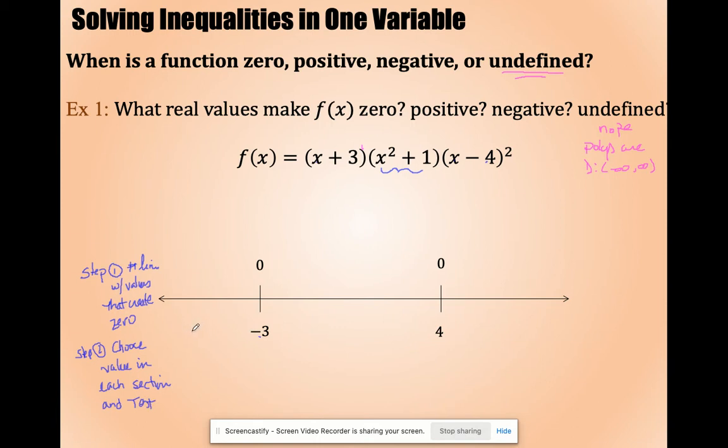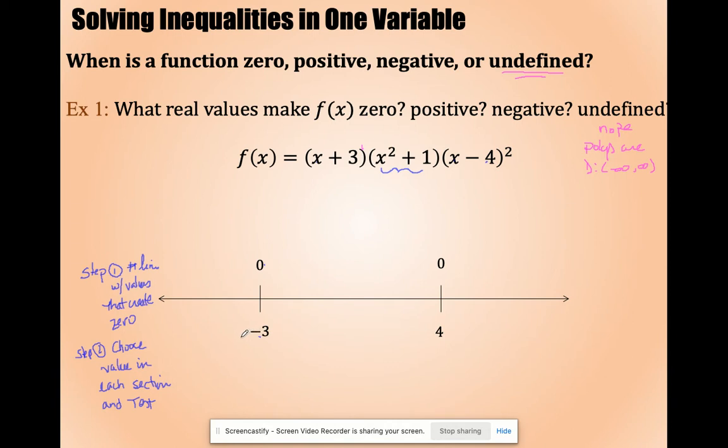What happens below -3? And here's what you need to believe. Because polynomials are continuous and the domain is all real numbers, and -3 and 4 are the only values that create 0, and because of continuity, if you are negative before 0, the only way you can change to a positive is by passing through a 0, right?